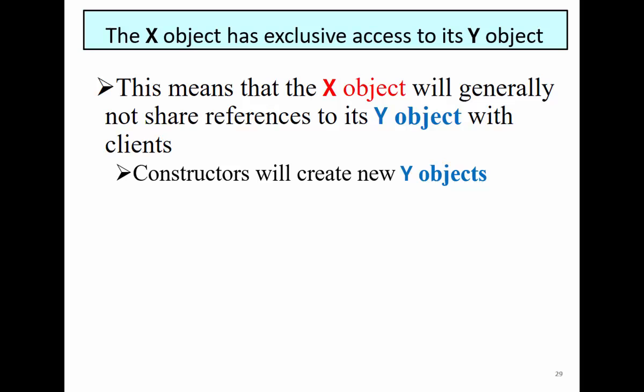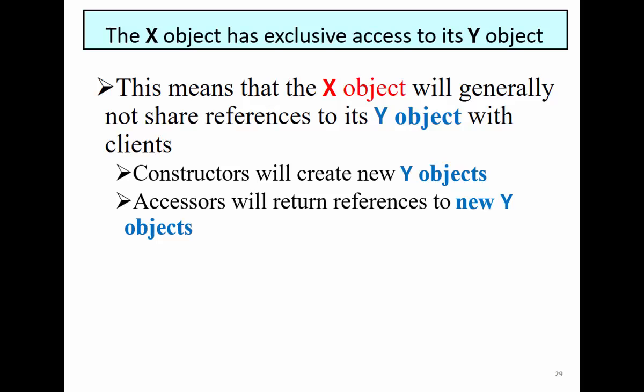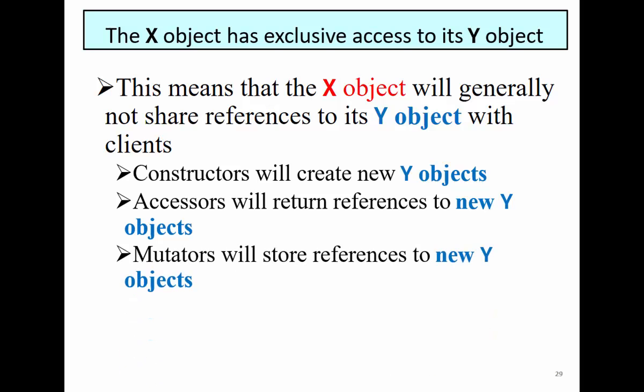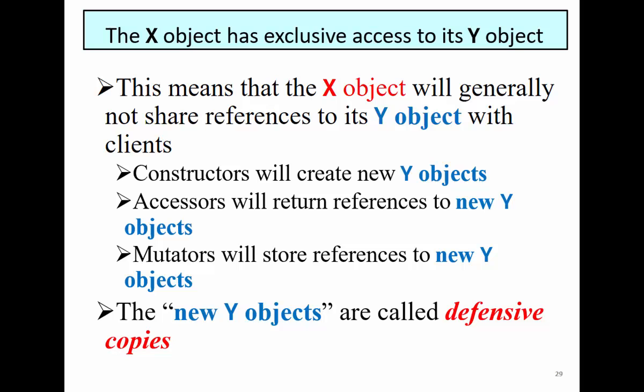The constructor will create a new copy of Y if you pass Y as an argument. The accessor will return a new reference for Y. The mutator will store a reference to a new Y. If you have to modify Y, you create a new copy of Y and store it. A new Y object is called a defensive copy. That's why in all these constructors, accessors, and mutators, we have a new Y object. Whenever we need to get, set, or construct, we have to create a new Y object. We call it a defensive copy.